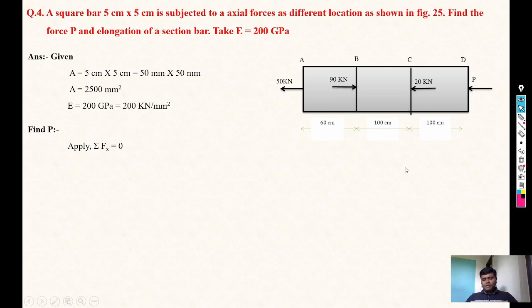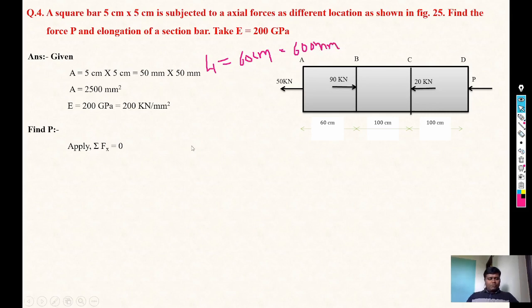So that we will convert in the numerical after applying the formula, or you can convert here also, no problem. 60 centimeter is equals to 600 mm, like that. Okay, you can write here also, no problem.